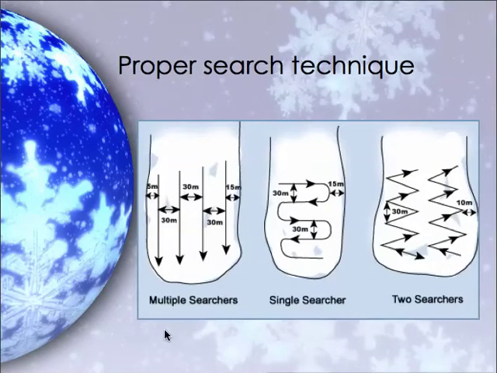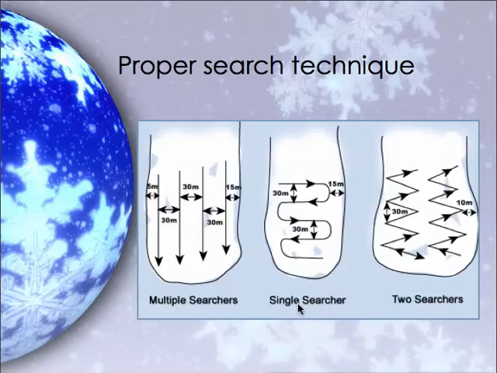This right here is just a simple diagram demonstrating the best ways to search for someone who gets buried by an avalanche. As you can see here, this is a slide path. If you have multiple searchers, demonstrated here, you separate yourselves and go down a straight line going back and forth until you find the signal, lock onto it, and go down.